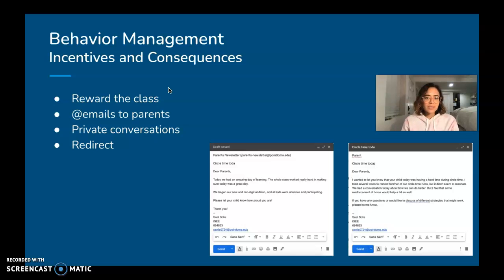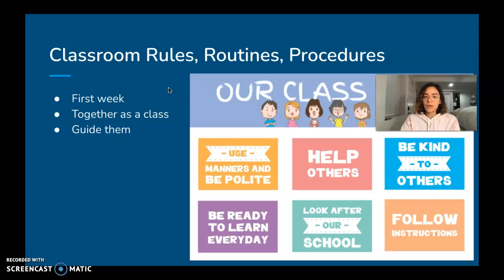Or redirect. Sometimes the student just needs a little bit of redirecting, like, oh, I can see that you are moving around. Maybe wait till this time before you start moving. Or, hey, the chairs are available for you if you need that. Or just figure out ways for the student to make the right choice on their own.